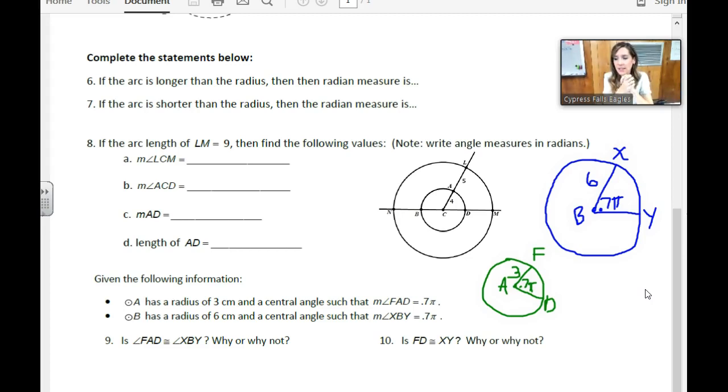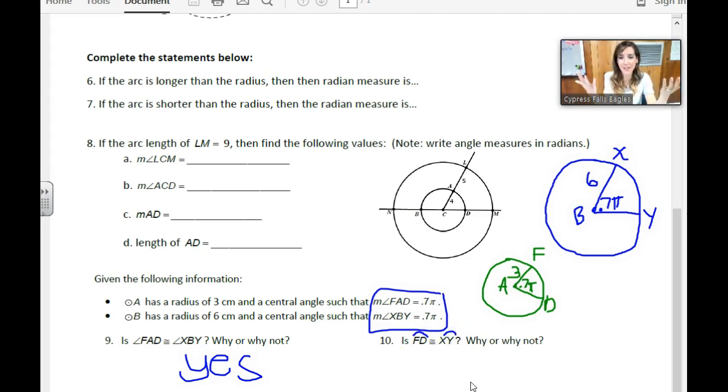Is FAD congruent to XBY? Since we know that radian measures angles. It measures the opening of an angle. Not a length, not a distance, but the actual angle. So, are the angles congruent? Well, yes, they are, because the radian measures are equal. I'm not going to write it with my mouse. Why or why not? Because the measures are equal, the radian measures are equal. Literally, they're congruent because of this right here. The measures are equal.